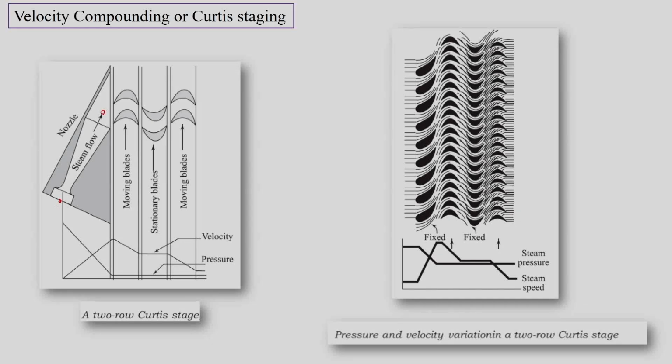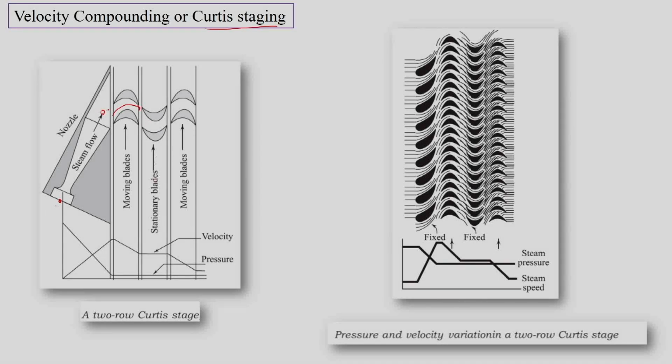In case of pressure compounding, we were not completely expanding the flow of steam, but we were partially expanding in multiple nozzles. We were having partial pressure drop in multiple nozzles, but in case of Curtis staging or velocity compounding, we will have complete enthalpy drop in the nozzle, and then we will have the moving blades where partially we will have the work done or partial extraction of kinetic energy.